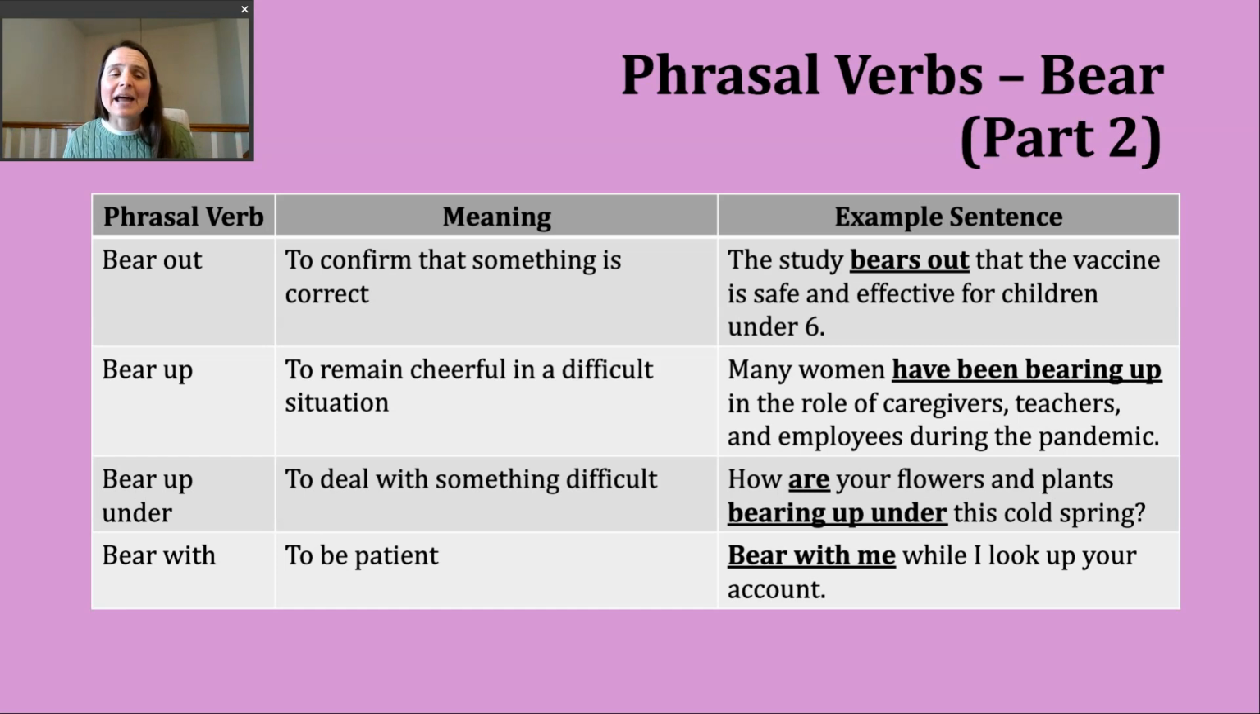The next phrasal verb we'll look at is to bear up under. And again, this is a bit similar to bear up. So we're talking about dealing with something that is difficult. An example here. How are your flowers and plants bearing up under this cold spring? So here's a question in the present progressive or the present continuous. We want to know, how are the flowers and plants dealing? It's where I live, it's still getting very cold at night, sometimes down to that freezing mark, right? And so we want to know, how are they doing in this difficult environment?